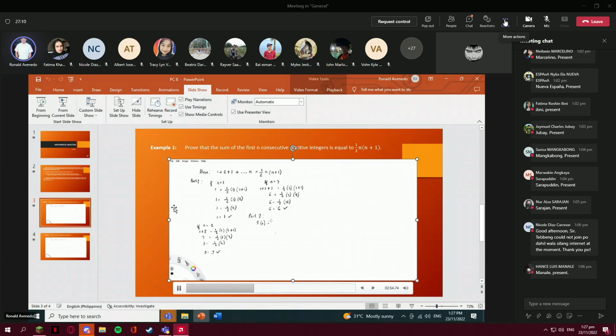So, what if it is k? The value of n is k. So, we'll have 1 plus 2 plus 3. Look at the given, yung dito sa proof part. 1 plus 2 plus 3 plus up to, instead of n in our given, substitute that to k because our n is equal to k. Palitan lang natin ng k. So, 1 half times k plus 1.